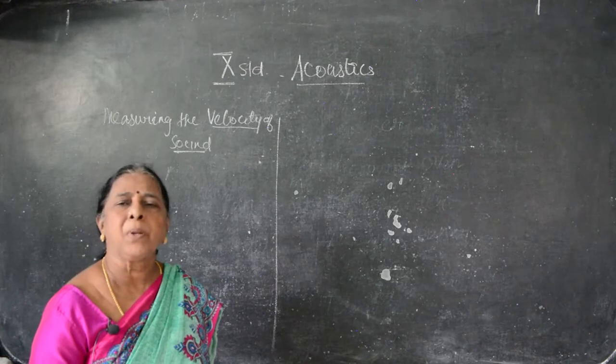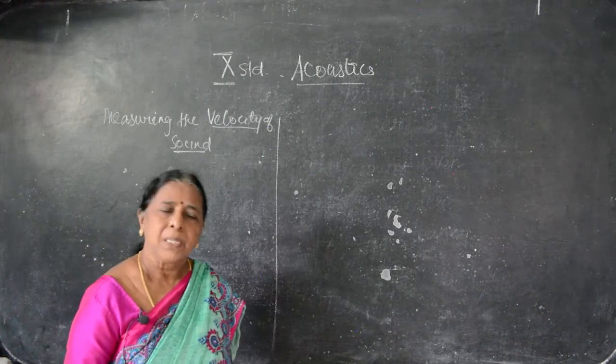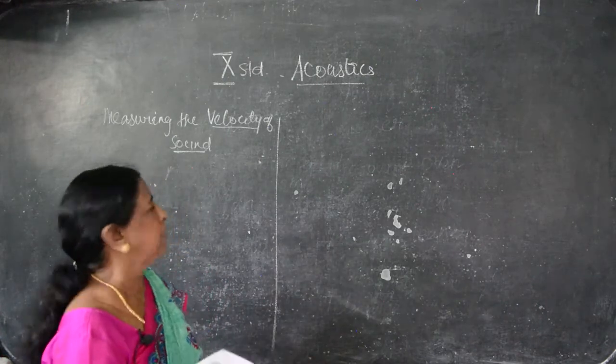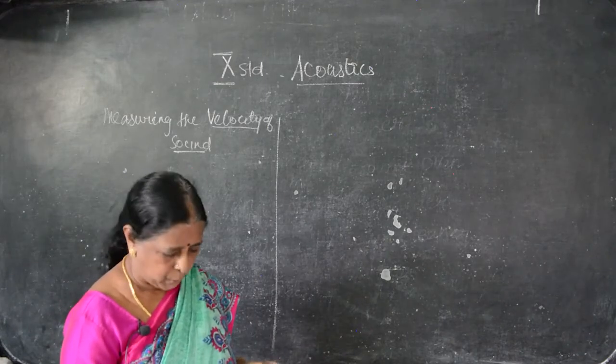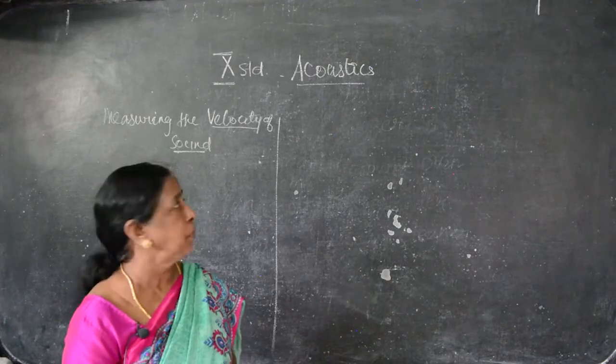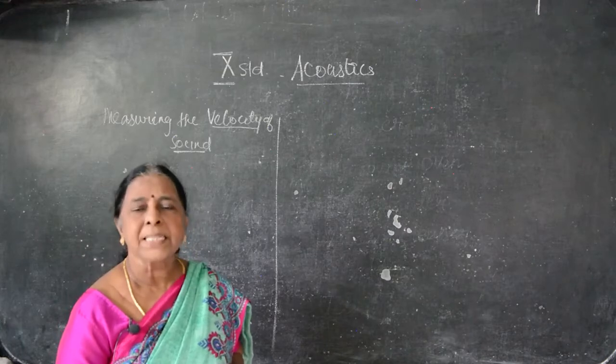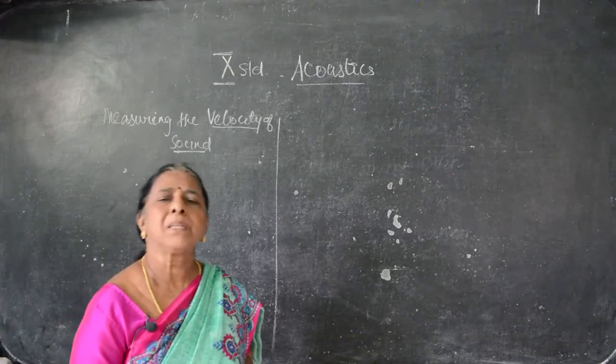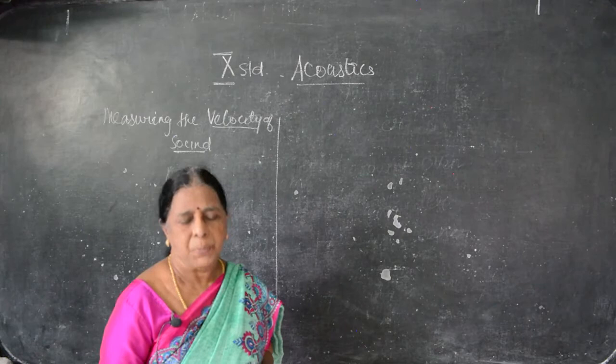Echo, I said multiple reflection of sound is known as what? Echo. How to find out the velocity of the sound by using the echo method. It's on page number 64. Okay. So what are the things required to do this experiment? We can prove this thing by an experiment also.